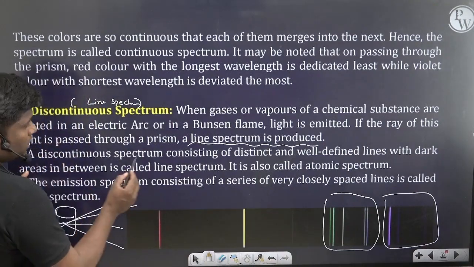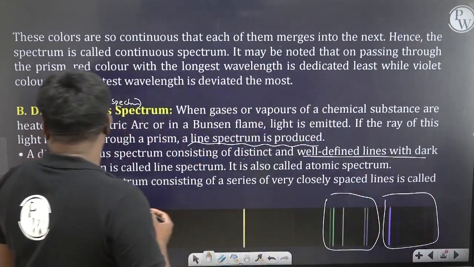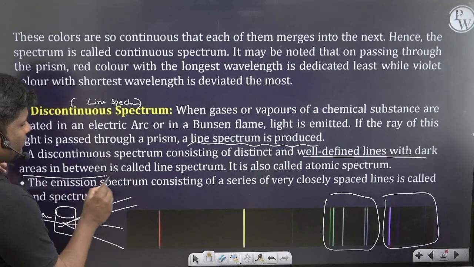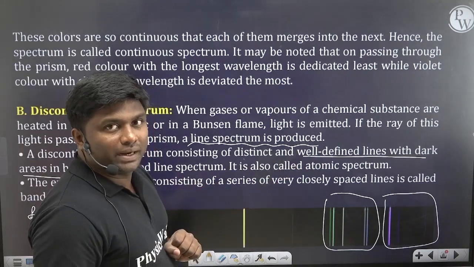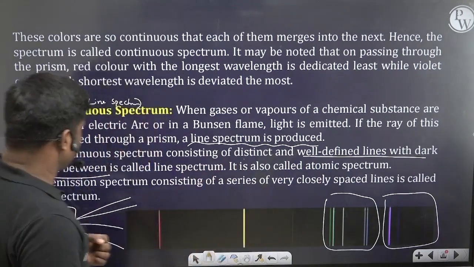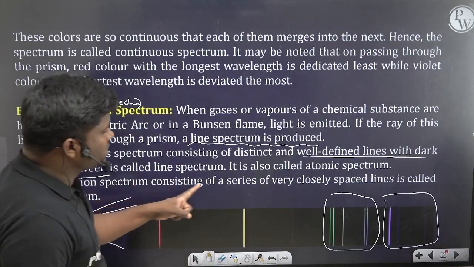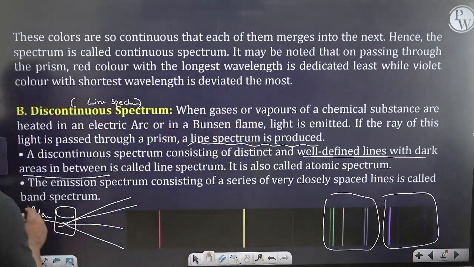A discontinuous spectrum consists of distinct and well-defined lines with dark areas in between. It is called a line spectrum. It is also called an atomic spectrum because this discontinuous spectrum is produced by atoms. The emission spectrum consisting of a series of very closely spaced lines is called a band spectrum.